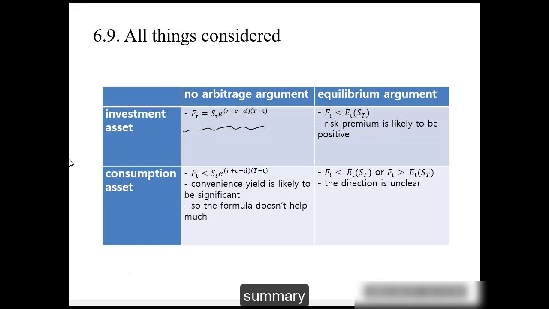This works only for the investment asset, but many of the forward contracts are mostly consumption asset. So we can use this only for financial products such as foreign exchange forward, stock index forward, bond forward. For financial contracts, with financial underlying assets, we can use this equation. Otherwise, this doesn't really help in the actual market.